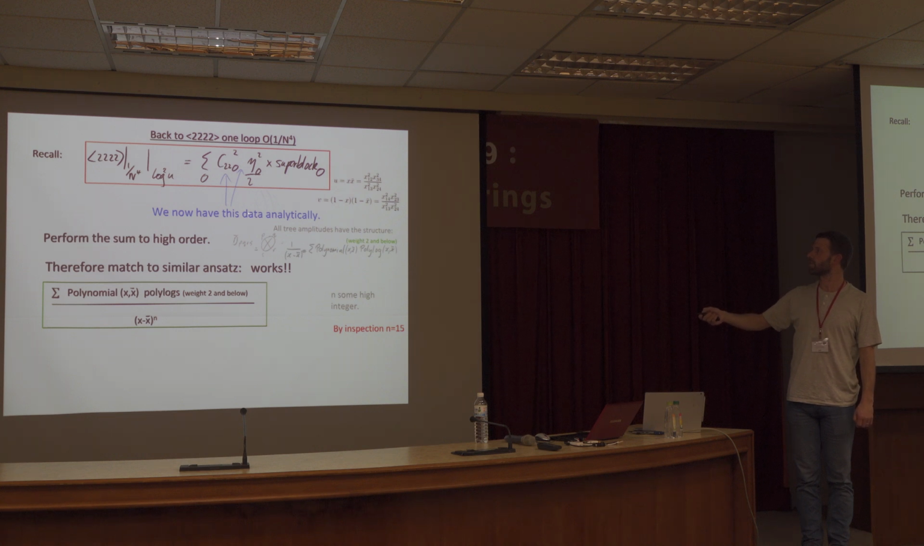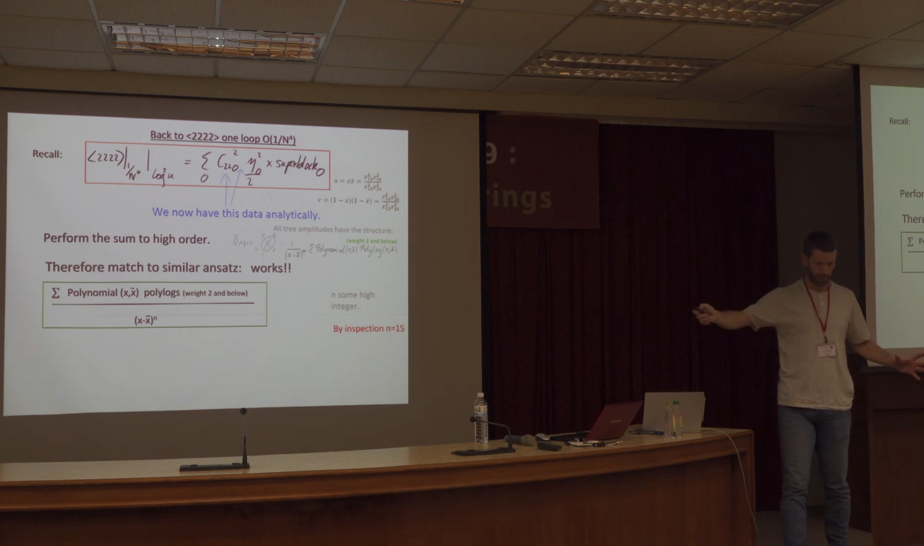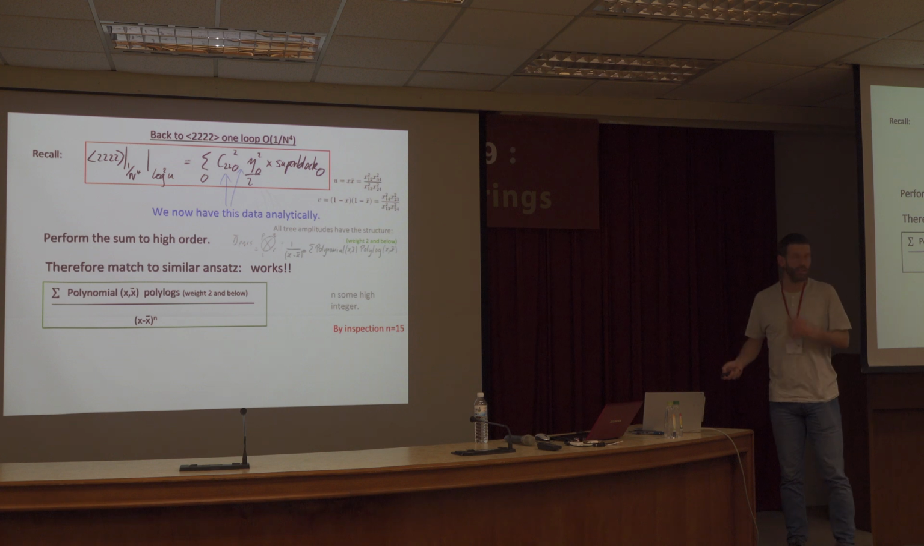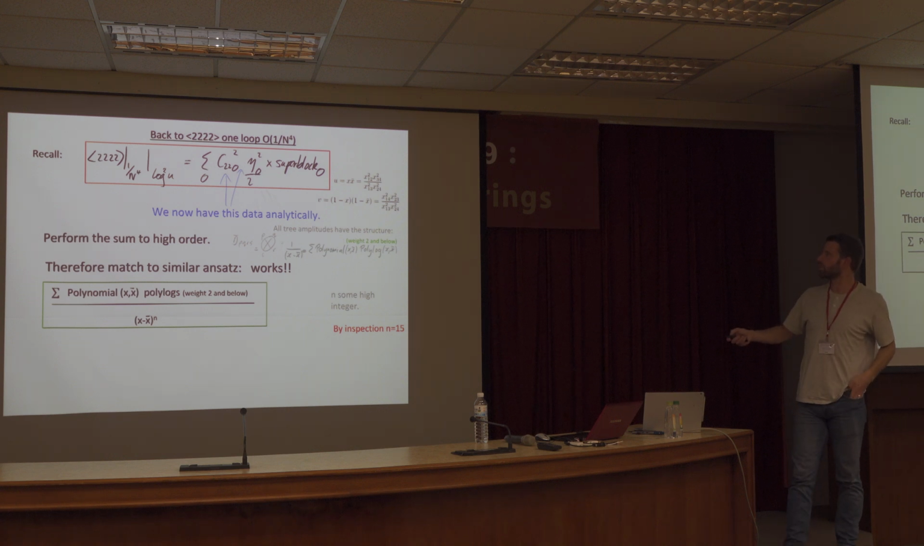So we have all this data analytically. I can therefore sum this to arbitrarily high order and obtain an expanded form for the function, which I then match with a particular ansatz. And now the ansatz is a very natural one, given what I sort of said in words earlier about the form of the d-bar functions.